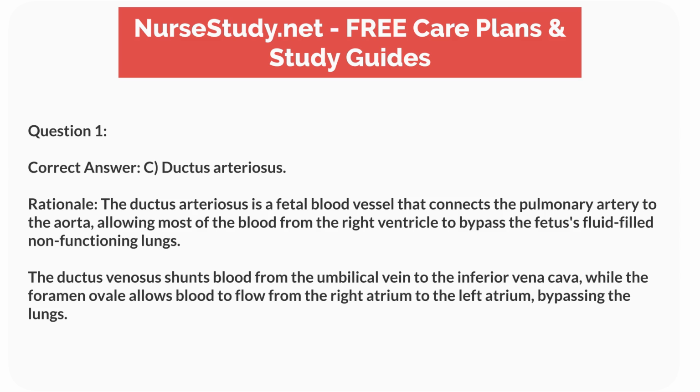Rationale: The ductus arteriosus is a fetal blood vessel that connects the pulmonary artery to the aorta, allowing most of the blood from the right ventricle to bypass the fetus's fluid-filled, non-functioning lungs. The ductus venosus shunts blood from the umbilical vein to the inferior vena cava, while the foramen ovale allows blood to flow from the right atrium to the left atrium, bypassing the lungs.